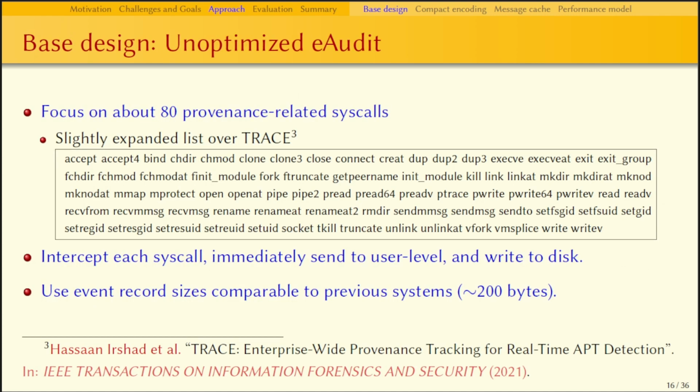Let's then discuss a base naive design around eAudit, and then we'll discuss 3 optimizations we can use to improve its performance. So with this, we'll capture about 80 provenance-related syscalls. We'll intercept each syscall, immediately send it to the user level, and then write to disk. And then let's also make the record sizes for these calls comparable to that of previous systems, say about 200 bytes.